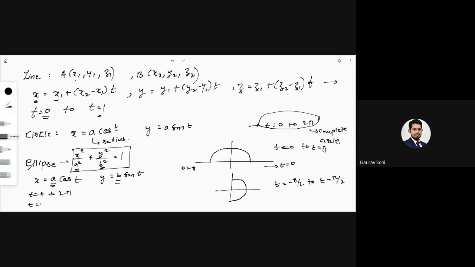The value from 0 to pi will be for the ellipse in the upper half, which means this one. Minus pi by 2 to plus pi by 2 will be for the ellipse which is in the right hand side quadrants. These are the things that we have seen yesterday. So today we'll start with some examples in which this parametric equation is being used.